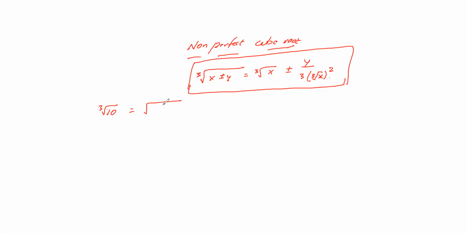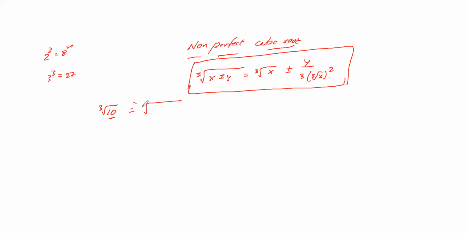How do I split? It has to be a perfect cube. Like a perfect cube, 2 cube is equal to 8. OK, 3 cube is nothing but 27. So I need terms like this. So let's see that. It is the cube root of 10. This 10 is near to 2 cube.